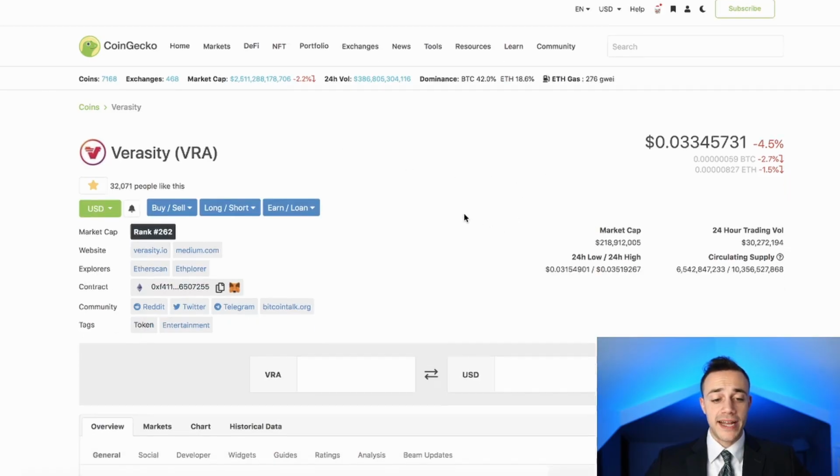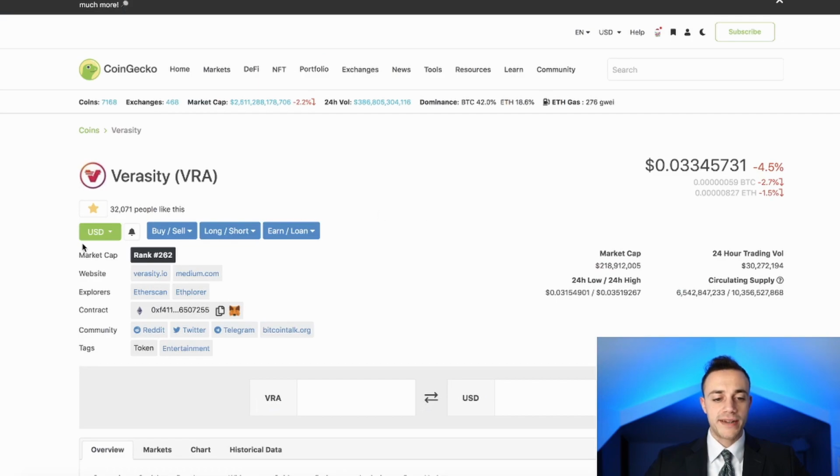So starting out, let's take a look at Verasity on CoinGecko. We can see we are currently ranked number 262 in the market cap with a $218 million market cap. And now I'll be explaining why I think this is low compared to where it is going in the future and why it has so much potential, but only $218 million.